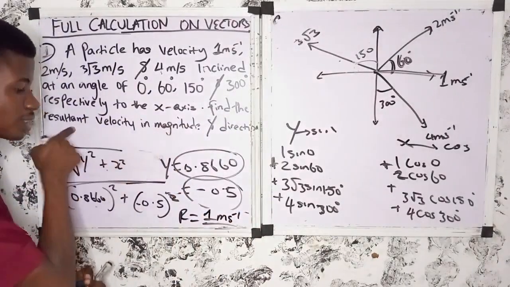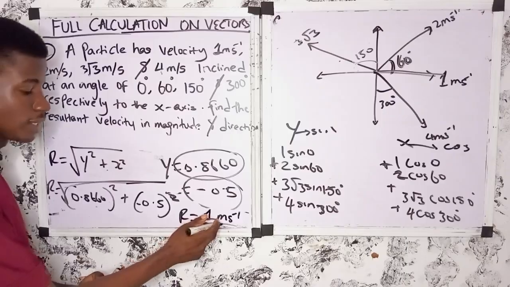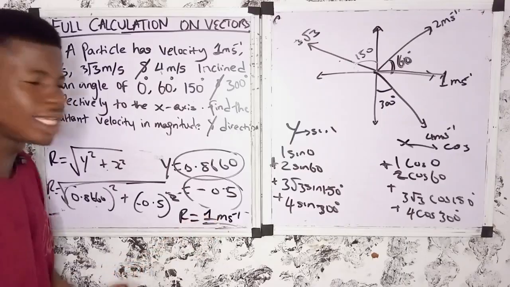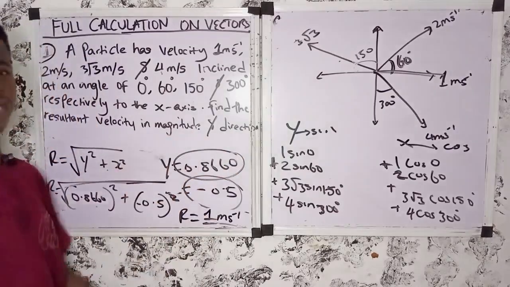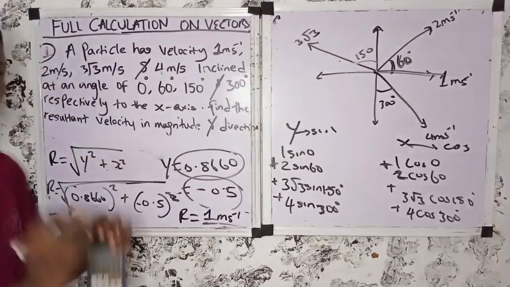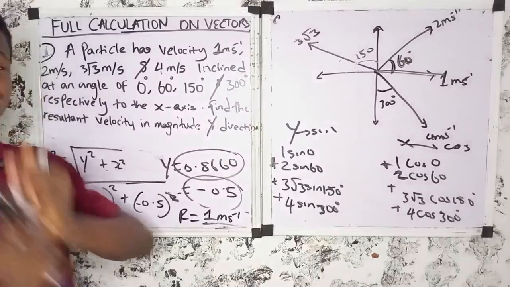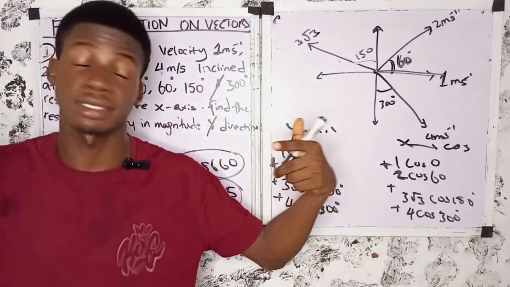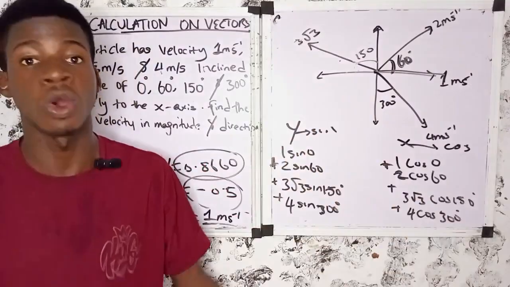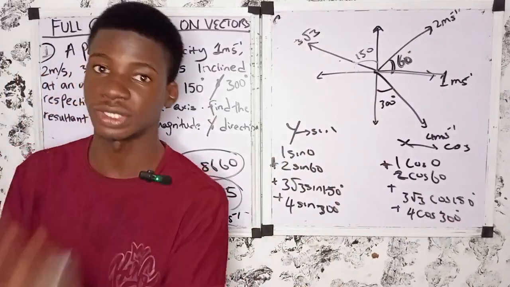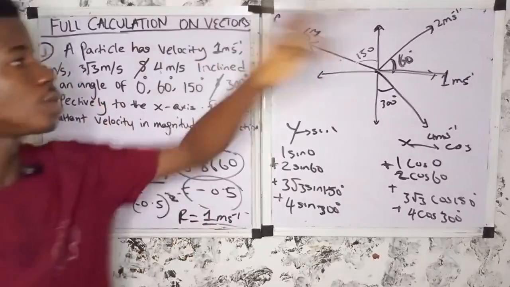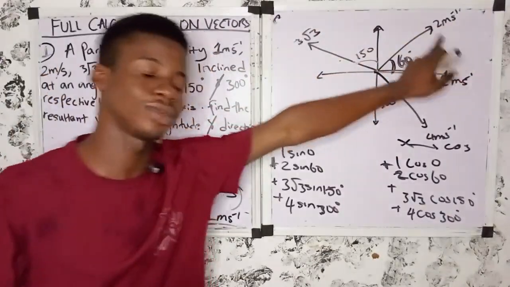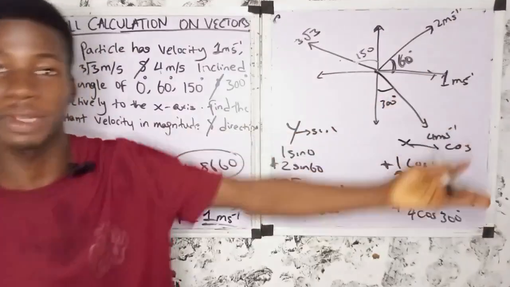So the magnitude of the resultant is 1 meter per second. Now, what are we looking for next? The direction, right? It's very easy. To look for a direction, I told you guys, it depends on the quadrant in which the resultant vector lies. Are you going to use quadrant 1, quadrant 2, quadrant 3, or quadrant 4? Which one are you going to use?